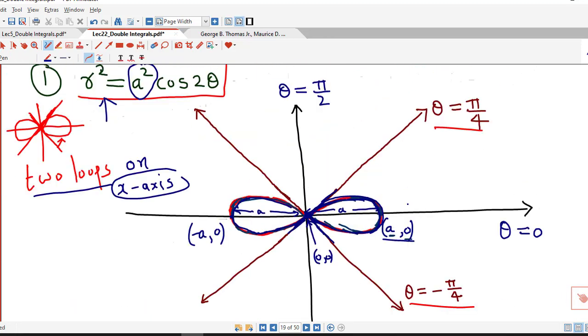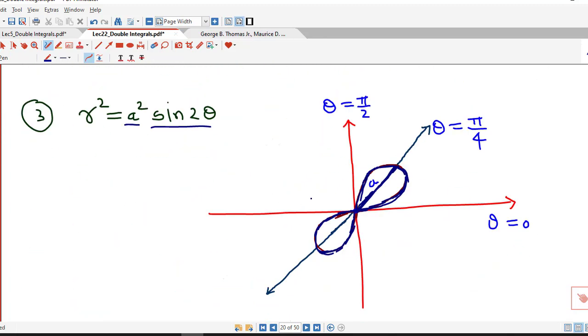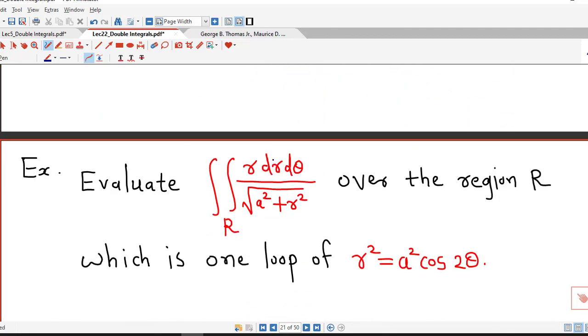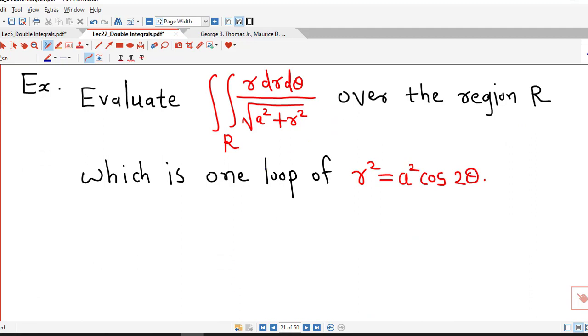Here if we have r square equal to a square cos 2 theta, then loops will never cross theta equal to pi by 4 and theta equal to minus pi by 4. And for r square equal to a square sin 2 theta, theta equal to pi by 4 will partition both the loops into two equal parts. So with this in mind, we try to evaluate this double integral.